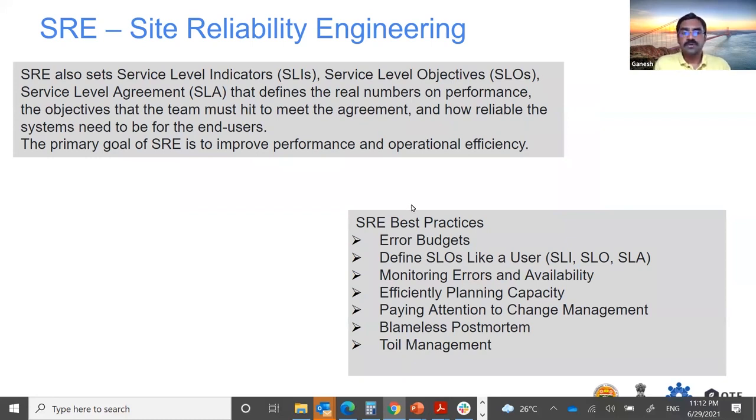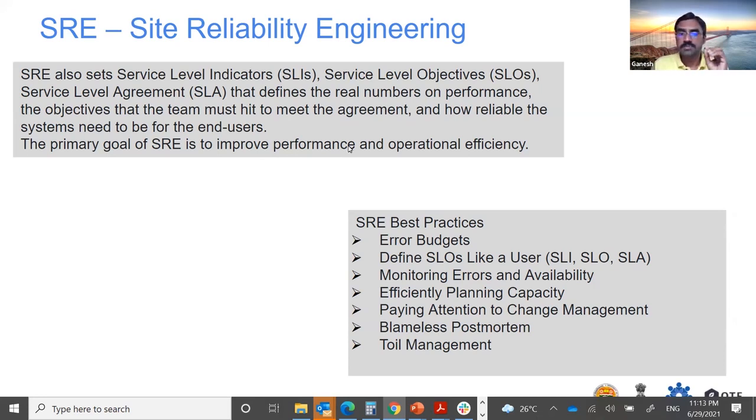SRE is majorly focusing on what I was talking about in previous slides, the service level agreements, right? SRE is not just talking about the service level agreement. It has its own service level indicators. It has its own objectives to achieve. Objectives are very important for me to show the performance numbers and the kind of agreements I have, how reliable my systems are, right? What could be the performance? All these things are very important to show my efficiency to my customers. If you look at this, the primary goal of SRE is to improve performance and bring in operational efficiency. That's it.